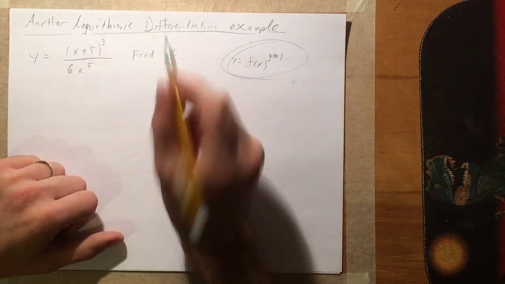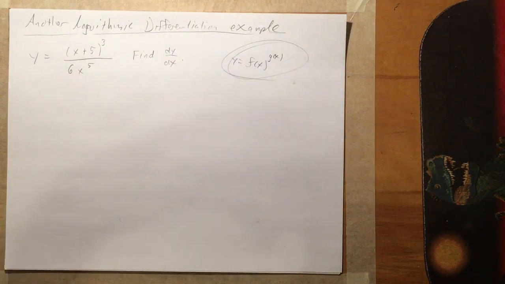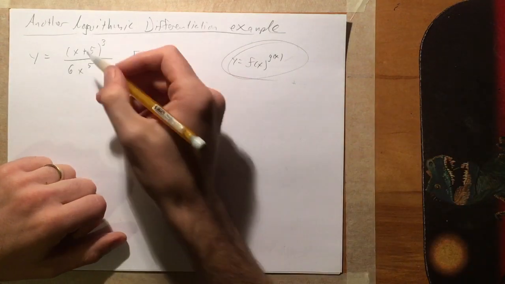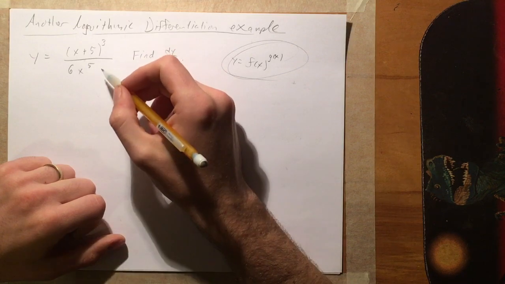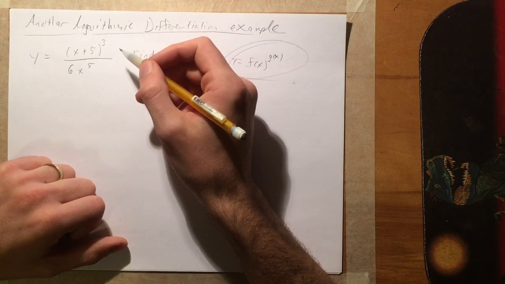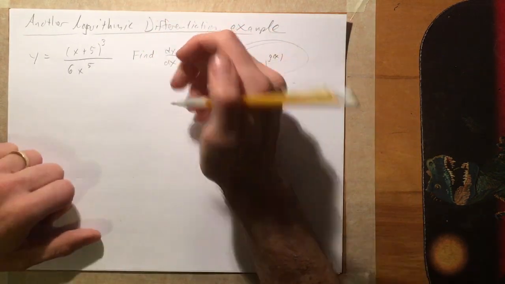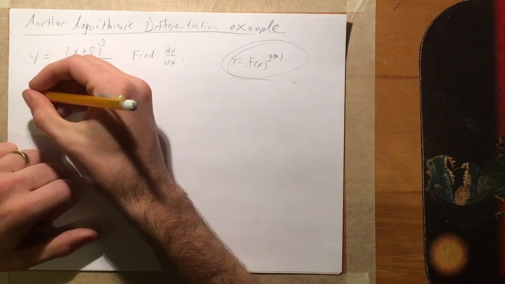But another situation in which logarithmic differentiation is useful is when you just have a complicated, messy-looking rational function, like this one. We could apply the quotient rule to this. That would be fine. Actually, it's not super hard to apply the quotient rule, but I just want to demonstrate the alternative approach.